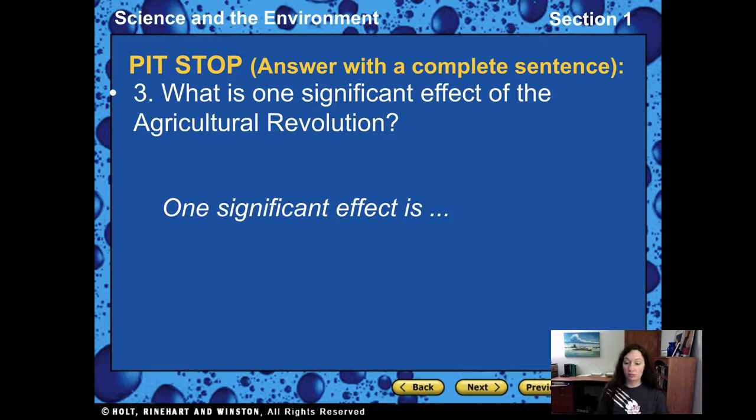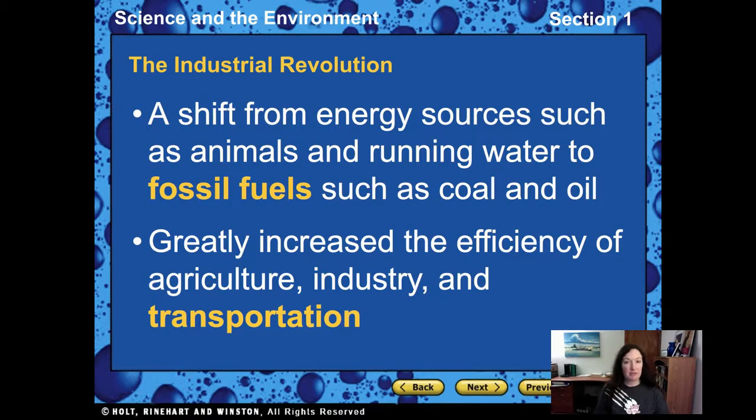After the agricultural revolution, we have our more recent revolution, the Industrial Revolution. And this started at around 1850 or so. And that's a big period of development because we shifted from having animal energy sources, so including ourselves, our own labor, and animal labor, to using fossil fuels like coal and oil to help power things.